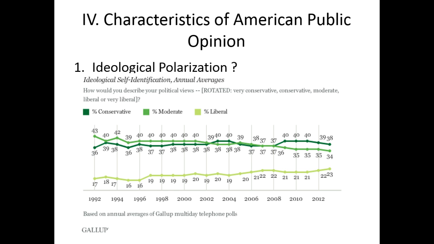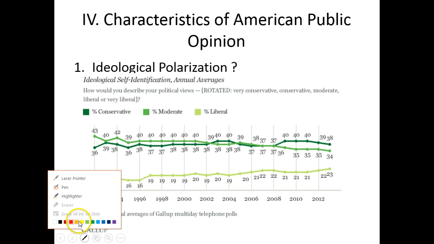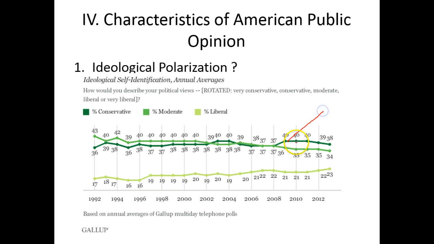And you can see here, how would you describe your own political views? You can see that 38% are conservative, 34% are moderate, right, and 23% are liberal, and that was in 2013. But if America was really polarizing, what would that line look like? It would look different. You would see a raising of conservative, you would see a raising of liberal, and you would see a decrease in moderates. However, that's not what's going on.